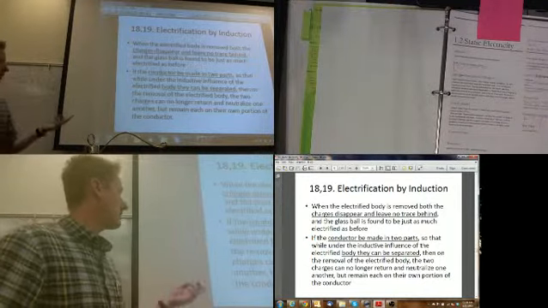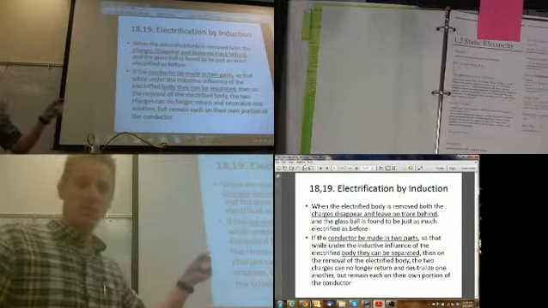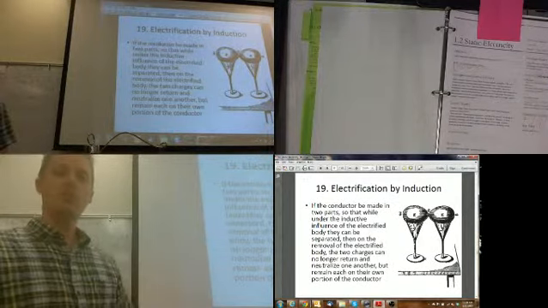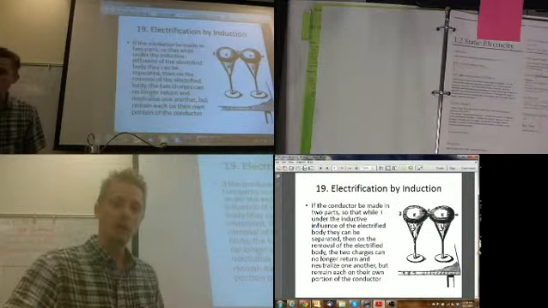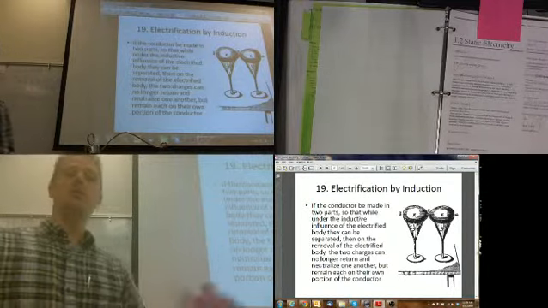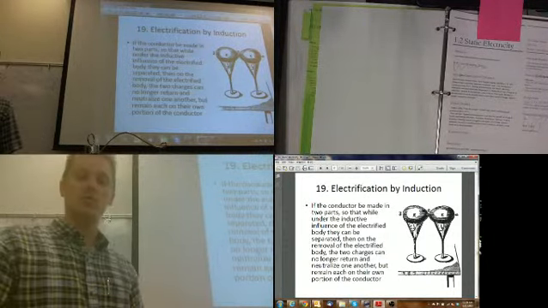If the conductor is made in 2 parts, and then you cause induction to occur, and then you separate those, they're going to be... So if you have 2 eggs like this touching, and you cause induction, you can actually separate the eggs out, and you can see that they have a positive and negative. So it separates out the electricity.